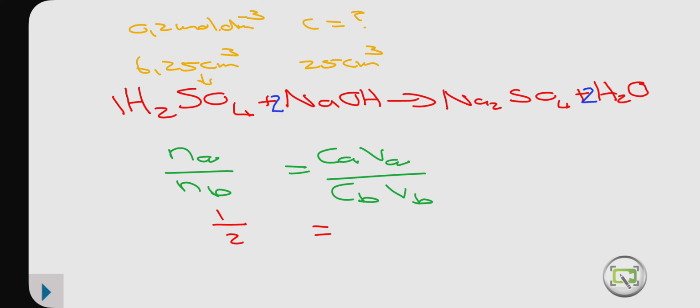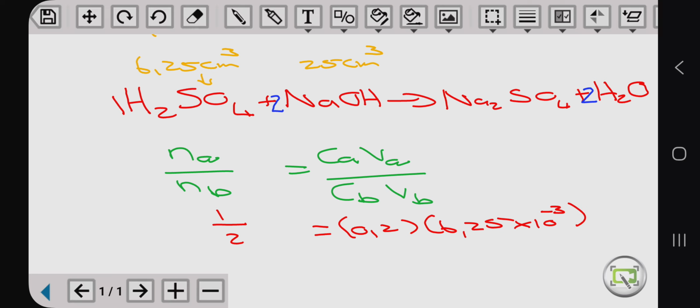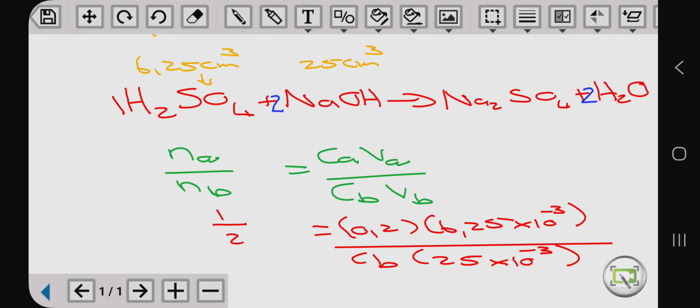Concentration of the acid was given as 0,2. Volume of the acid was 6,25. I am, however, going to convert it to the SI unit of cubic decimeters by timesing it with 10 to the negative 3. Okay, and then let's just write down the bottom part. Then we have concentration of the base, which is the unknown, and then volume of the base, which was given as 25, and I'm converting it to cubic decimeters.